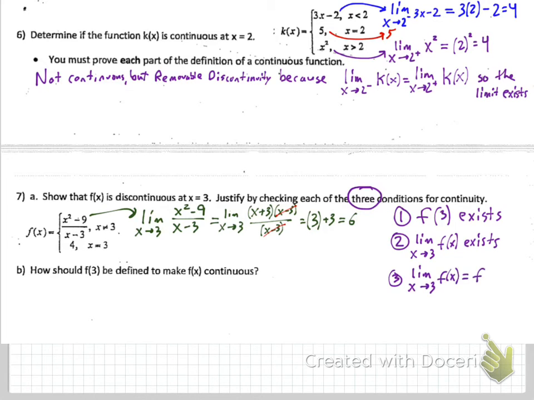For the third one, though, the limit at that point must be equal to the function at that point. And this is where you run into a problem. You notice the limit is 6, but the function is 4. So it is not continuous because of that.